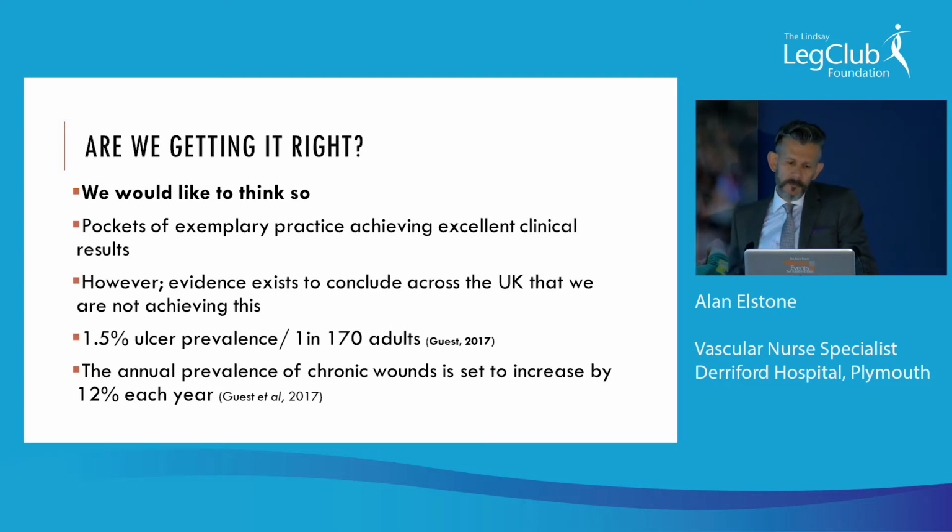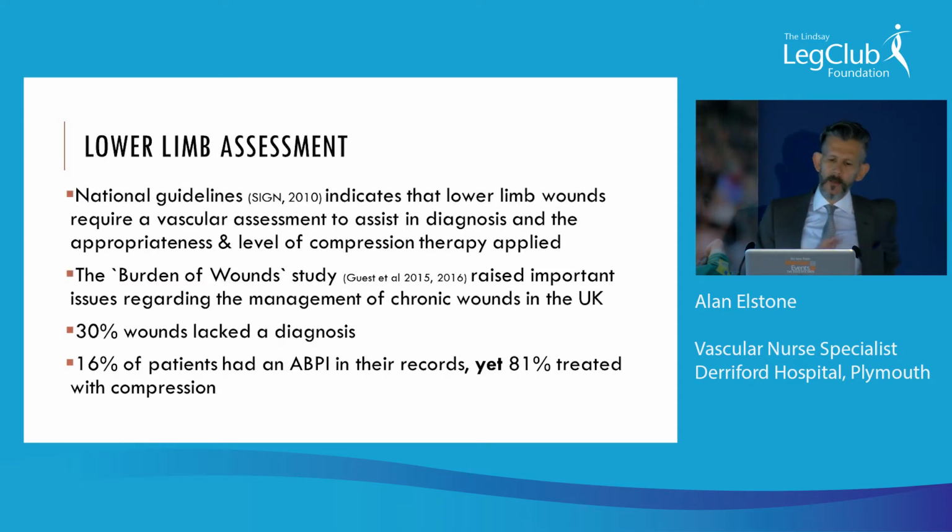The current prevalence, from the recent figures by the Guest team, really shows that ulcer prevalence is about 1.5%, so about 1 in 170 adults. And with the prevalence of chronic wounds set to increase by about 12% each year, the problem is not going to go away. So we've got to make sure that we're getting lower limb assessment absolutely correct.